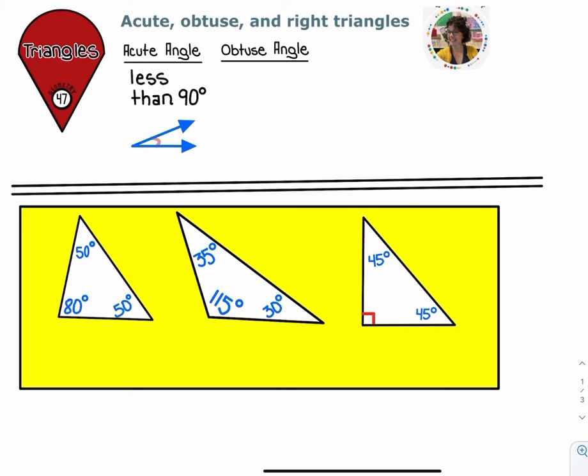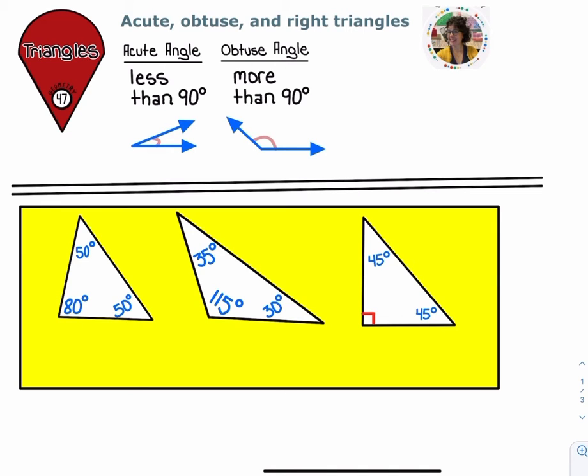Next, we have an obtuse angle. These are angles that measure more than 90 degrees. These are very large angles. Here's an example of an obtuse angle measuring more than 90 degrees.